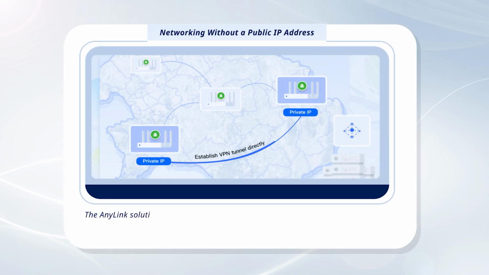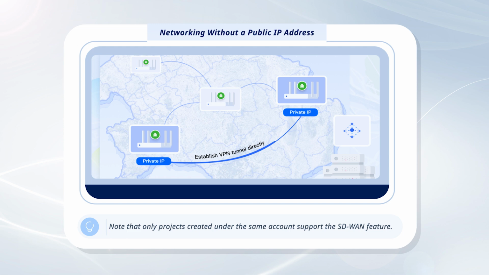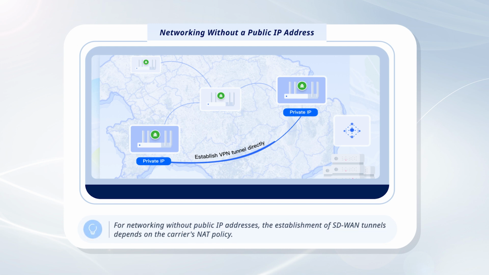The AnyLink solution connects the local area networks of multiple branches without the need for public IP addresses. It leverages cost-effective home broadband services for resource sharing and communication. Note that only projects created under the same account support the SD-WAN feature. For networking without public IP addresses, the establishment of SD-WAN tunnels depends on the carrier's NAT policy.